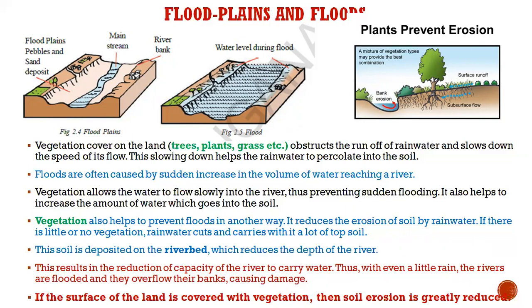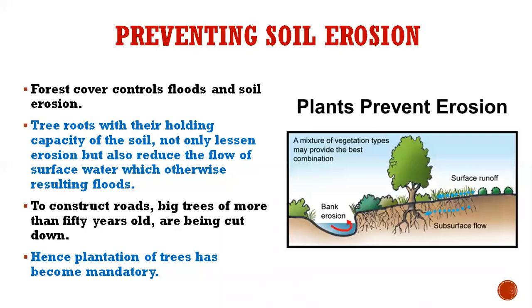Vegetation also helps to prevent floods in another way. It reduces the erosion of soil by rainwater. If there is little or no vegetation, the rainwater cuts and carries with it a lot of topsoil and deposits the soil on the riverbed. As a result, the depth of the river is reduced. The river is not able to hold more water and water is coming out of the river as floods. So, if the surface of the land is covered with vegetation, then soil erosion is greatly reduced.